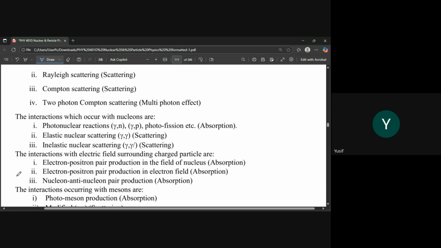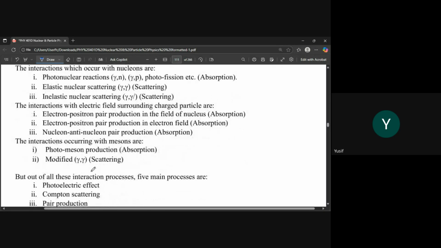Interaction with electric fields surrounding charged particles. I can talk of the electron-positron pair production, and also the electron-positron pair production in the electron field. So the first one is in the field of the nucleus, and the second one is in the field of an electron. You can also talk about the nucleon anti-nucleon pair production, and the interactions which occur with mesons, which is the photomeson production, and also the modified gamma-gamma scattering.